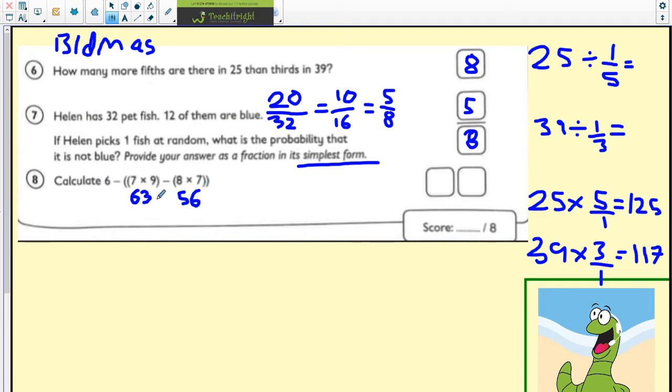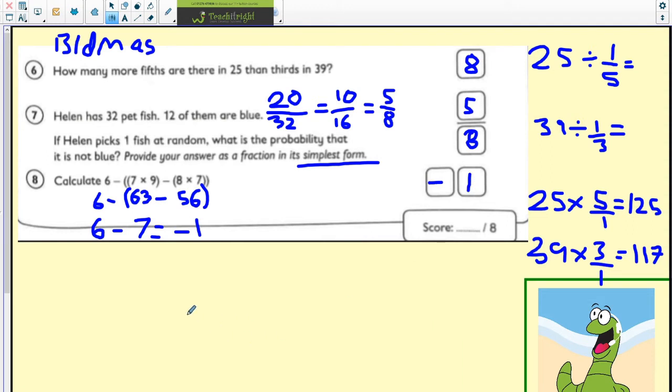So that's those done. I'm going to then add in the brackets I need. I still haven't done that outside bracket. So I've now got this. So now I have to do, I still can't do this bit first, so I'll do the bracket. So 63 minus 56. Well, the difference is going to be the amount of 7s. So it's going to be 7 left over. And then 6 minus 7 equals minus 1.